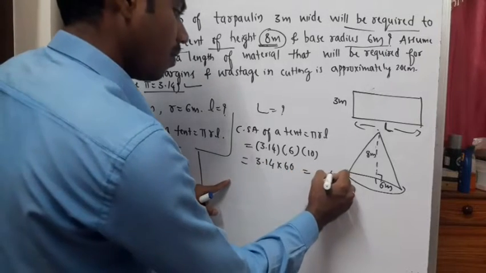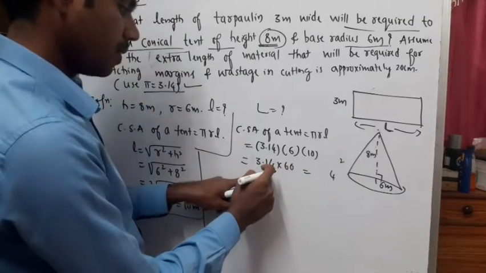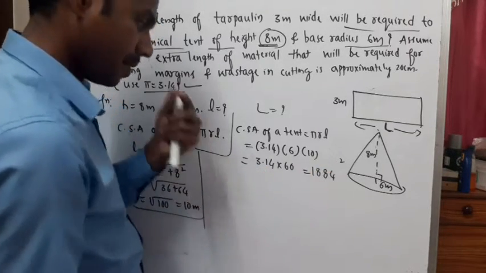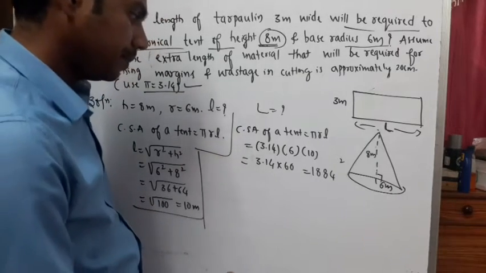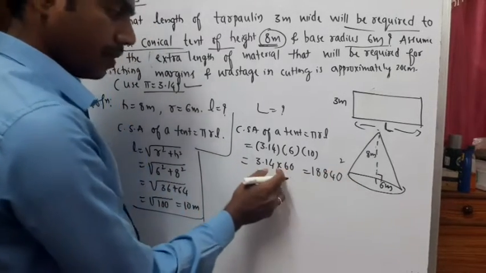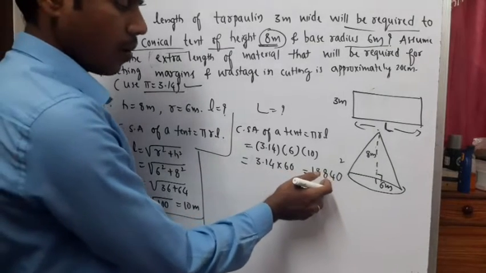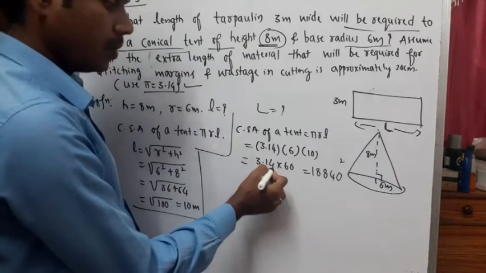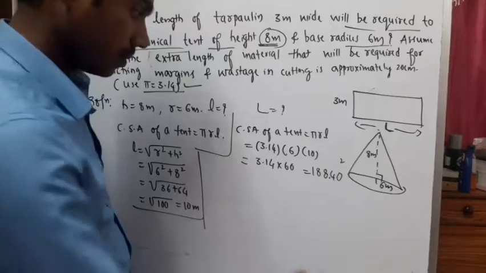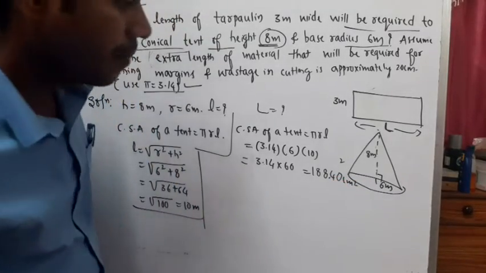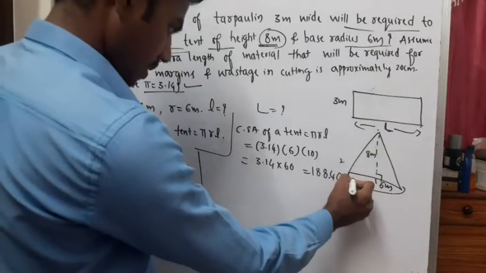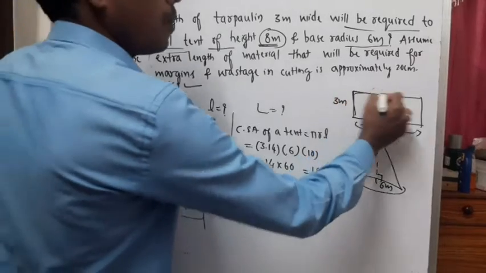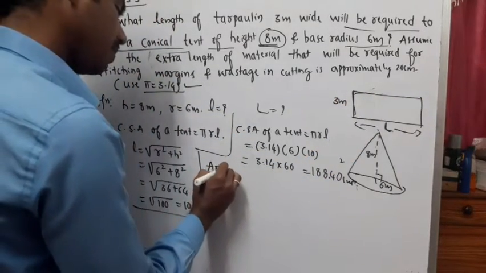6 4s are 24, 2 carry. 6 1s are 6 plus 2, 8. 6 3s are 18. That is 188. So this multiplied by 60 means this is 18,840. So after decimal 2 digits, 188.40 meter square.